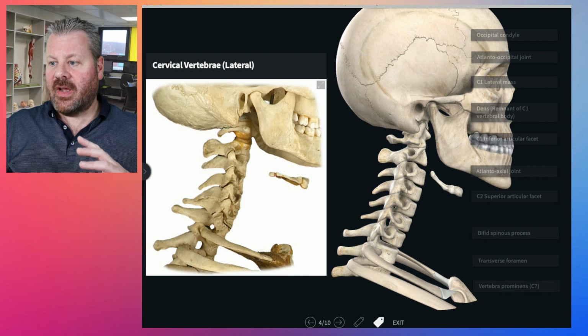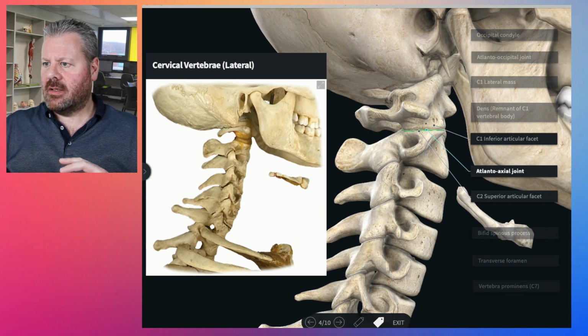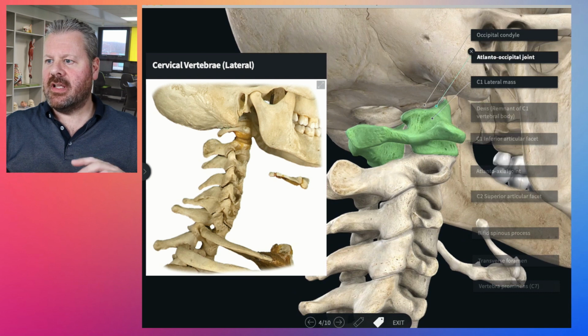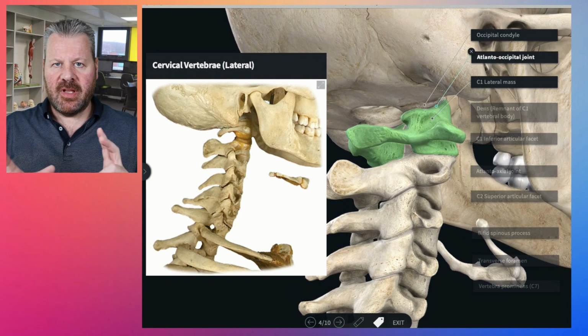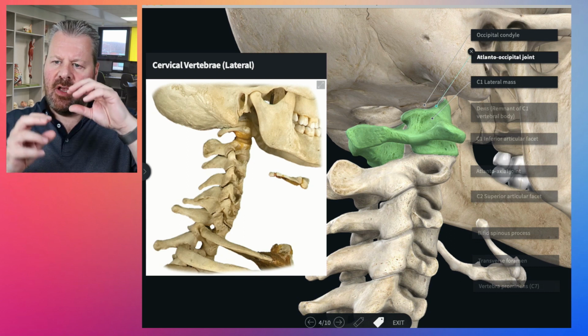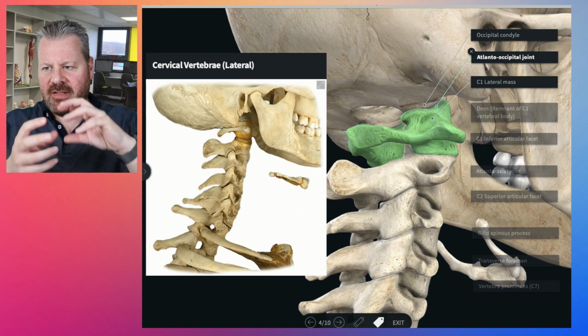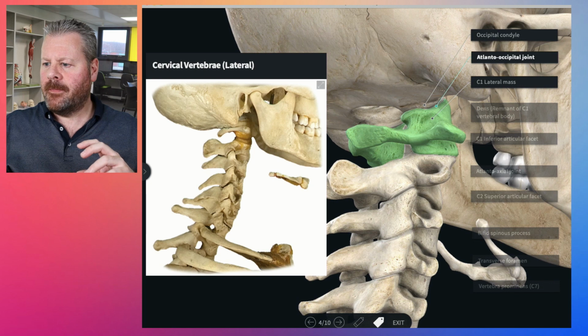So let's just identify a couple of joints. We've got the atlantoaxial joint, and above it the atlanto-occipital joint. So this is where the skull pivots and a lot of rotation occurs. So these two vertebrae are uniquely designed, a slightly different design, to allow the pivot and swing of the skull.